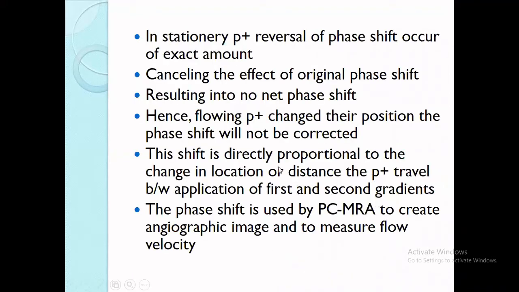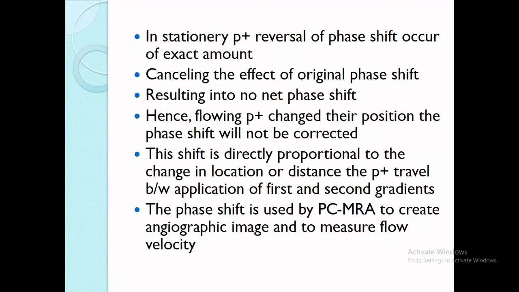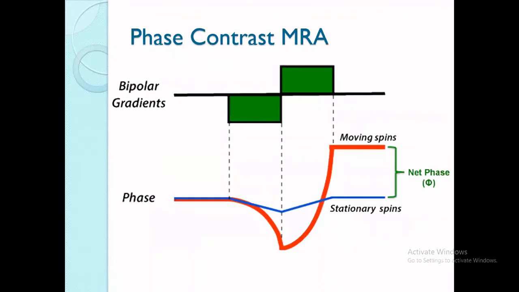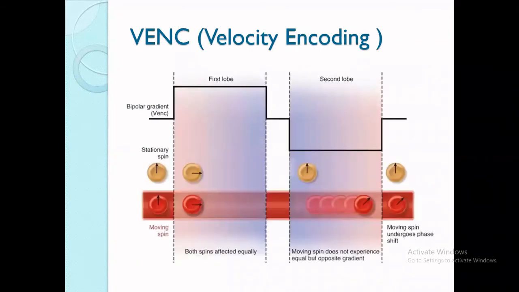So there is a particular phenomenon over here. The phenomenon is called VENC. I'll show that in the next slide. The phase shift is used in PCMRA to create the angiographic image. Why are we using this phase shift? Why are we using this bipolar gradient? We are using it in order to get the angiographic image and to measure the flow velocity. How? This VENC is very important for PC to happen. Phase contrast MRA will never happen unless you use this VENC, called velocity encoding. What is velocity encoding?